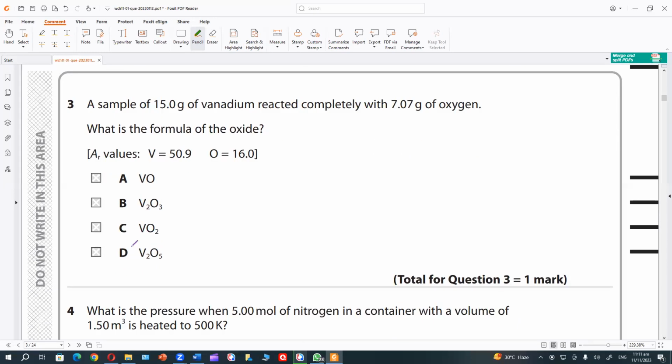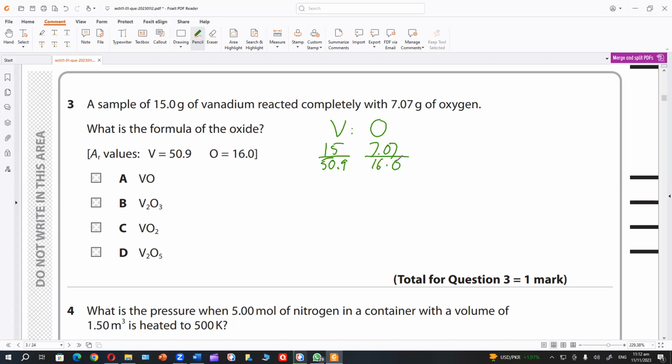A sample of 15.0 gram of vanadium reacted completely with 7.0 gram of oxygen. What is the formula of the oxide? So should we find the ratio? Is it type of empirical formula or molecular formula calculation? Yeah, it should be V2O3. Basically, you do 15 over 50.9, 7.07 over 16. You find the answer, then you divide by the smallest number, and then after that, if you have like 1.5 as the answer, you multiply by 2 and get a whole number ratio, basically, and that's it.